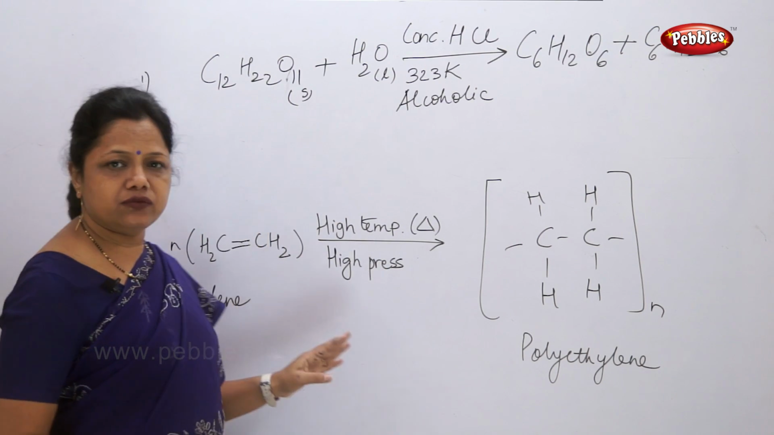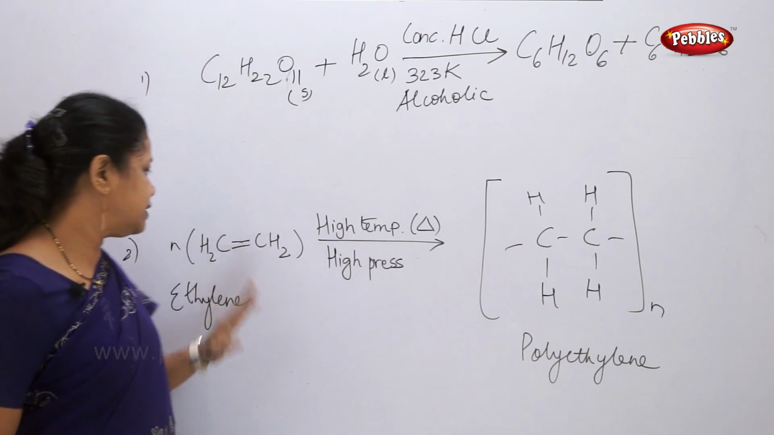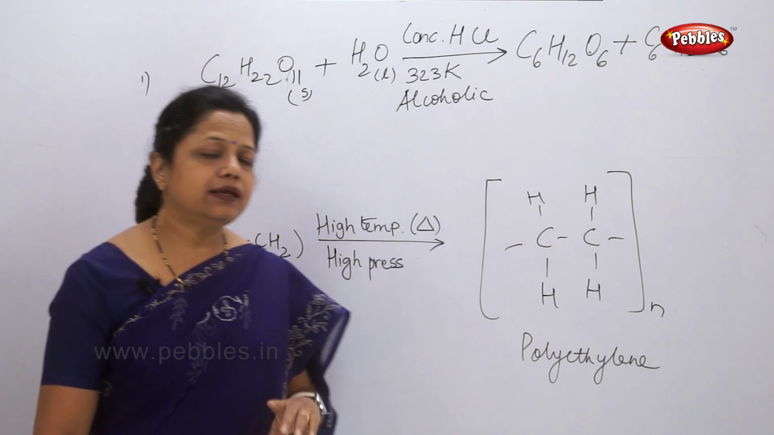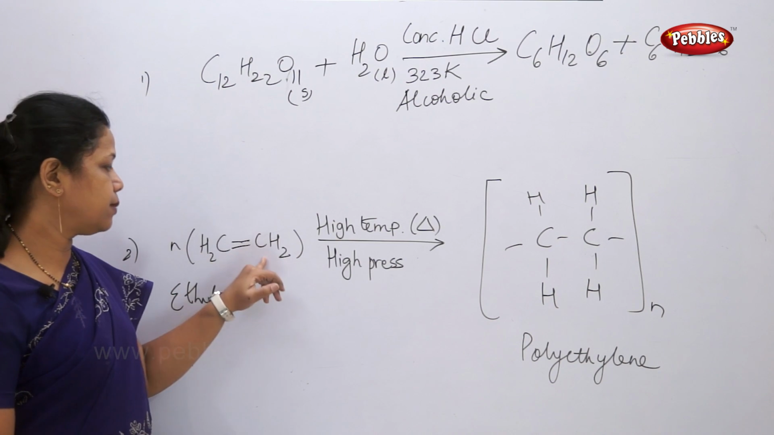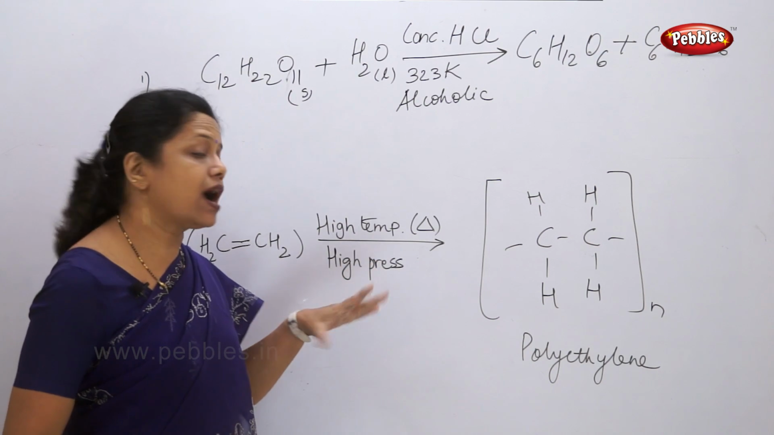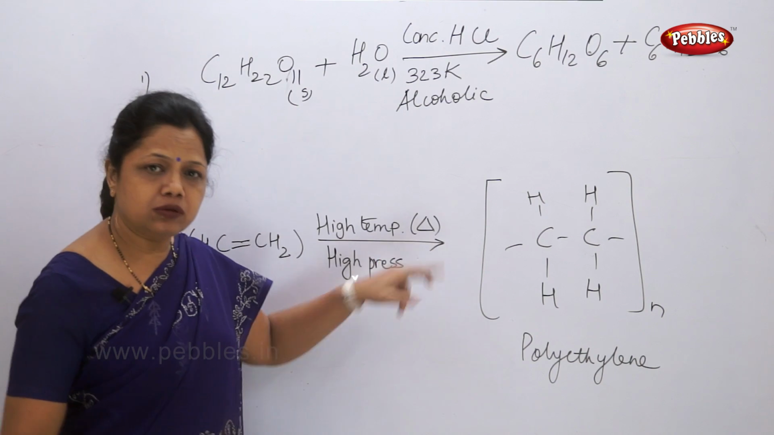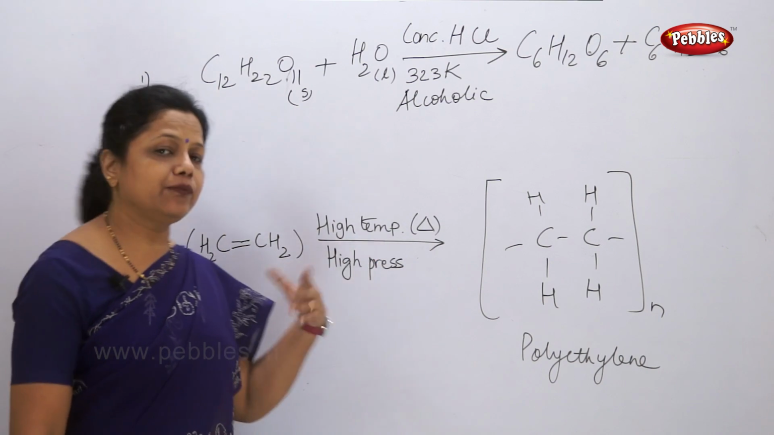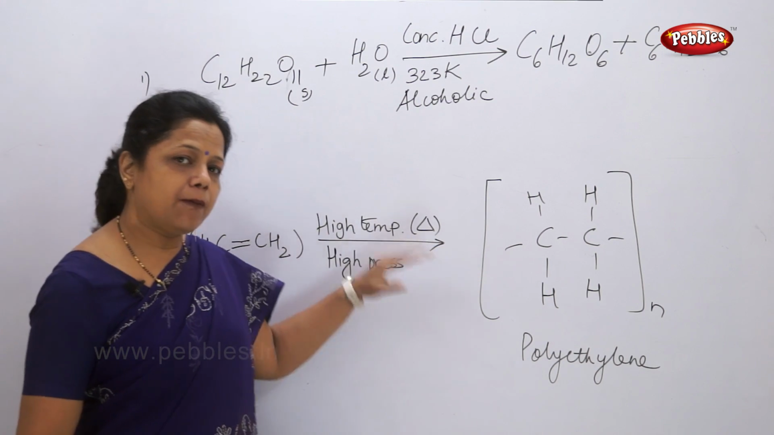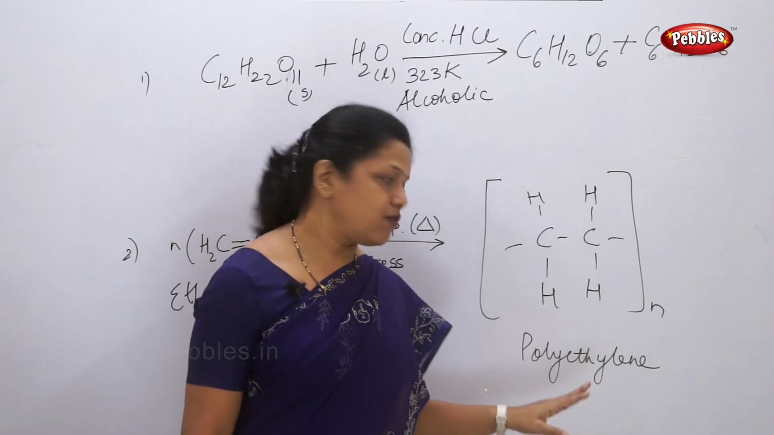Now the second type of reaction given in your book is ethylene changing to polyethylene. What is ethylene? CH2 double bond CH2, which you will be learning in Science 2. Ethylene is a carbon compound, and n times it reacts in the presence of high pressure and high temperature. High temperature can also be shown by a simple triangle symbol. So when you write with the help of an arrow, above and below, you have to write the conditions required. This is the general formula of polyethylene.